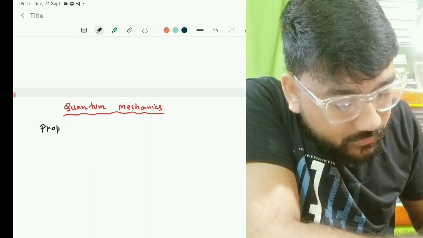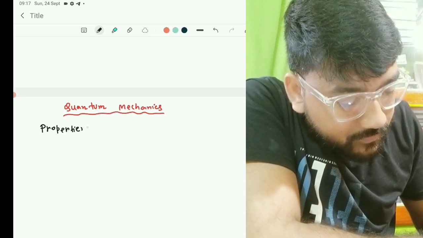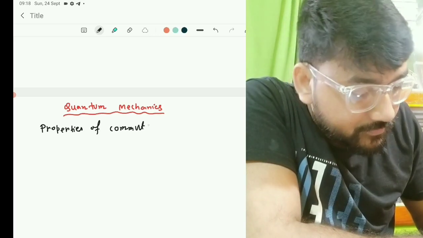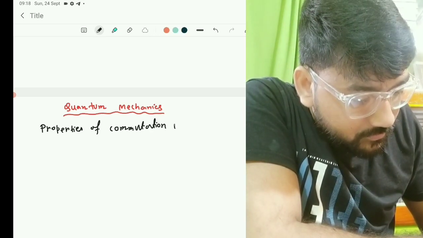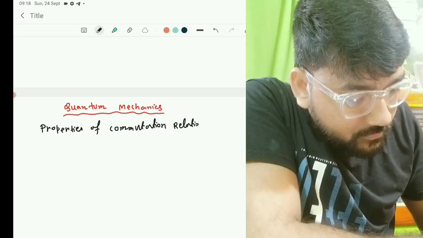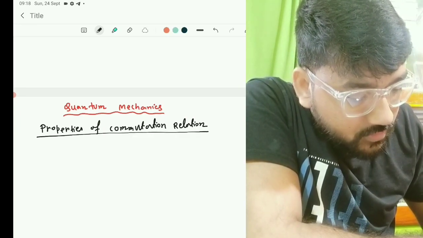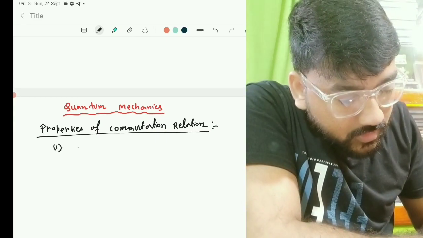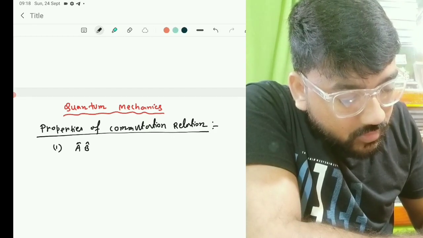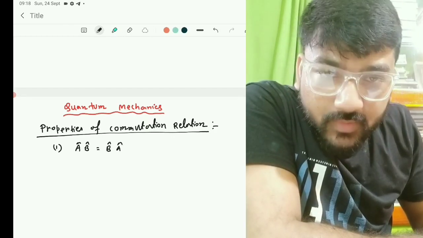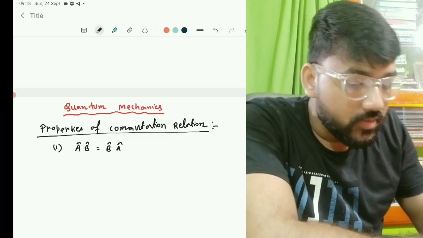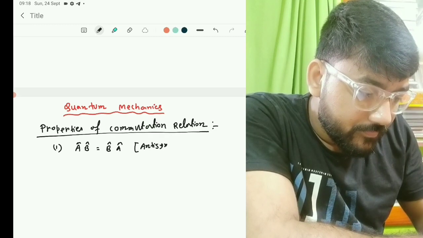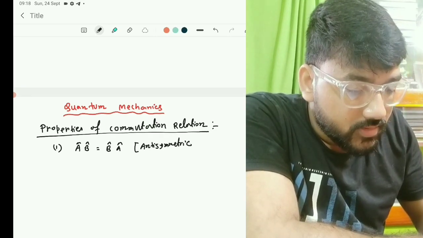Properties of commutation relation. Okay, so the very first property is that if you have [a cap, b cap] equal to minus [b cap, a cap], that is, if a cap and b cap commute with each other, then you can tell that this is the anti-symmetric relation. This is nothing but anti-symmetric relation.